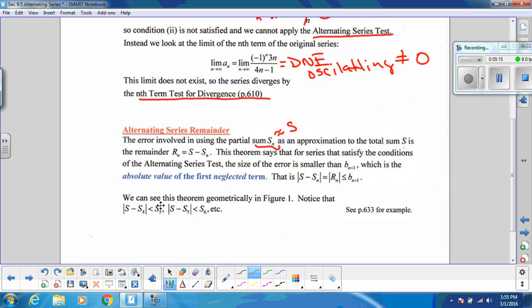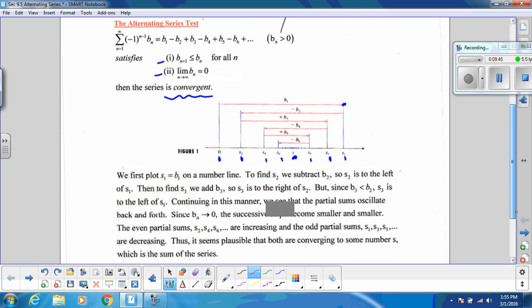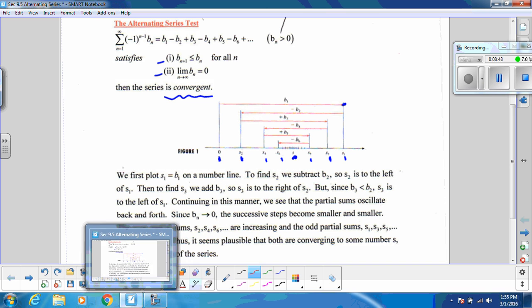If we go back, I really want to change this. This should really be not S sub 5, but b sub 5, and this should really be b sub 6. Okay, so in that figure that we were looking at before, we're going to look at the difference between S and S4, and I want to show you how it will be less than that first neglected term, b sub 5. So flip back to your diagram here. I'm going to erase all my little blue tick marks.